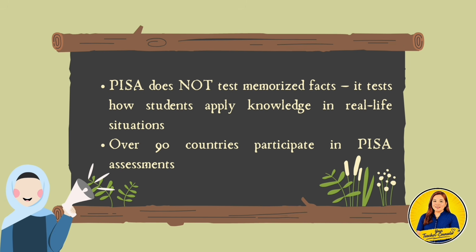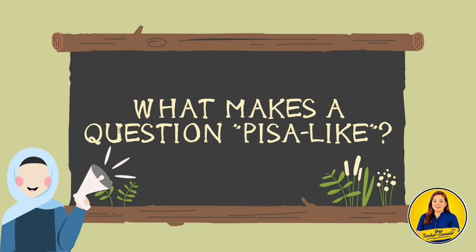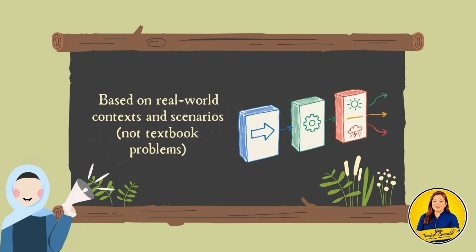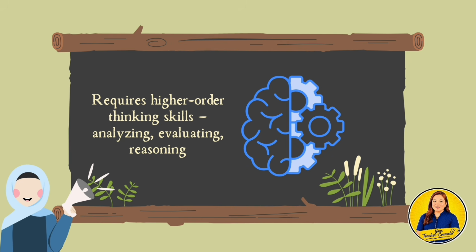Now we move into the heart of the matter. What actually makes a question PISA-like? A truly PISA-like question is based on real-world contexts and scenarios, not textbook problems. This means, instead of asking abstract, disconnected questions, PISA-style items are grounded in situations students might actually encounter outside the classroom. These questions also require higher-order thinking skills, such as analyzing, evaluating, and reasoning.